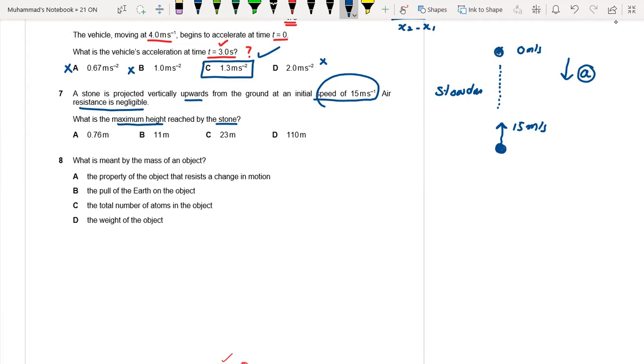So what do we have to find? We have to find this height. So what will you do?